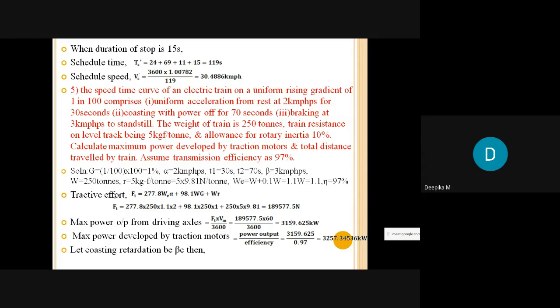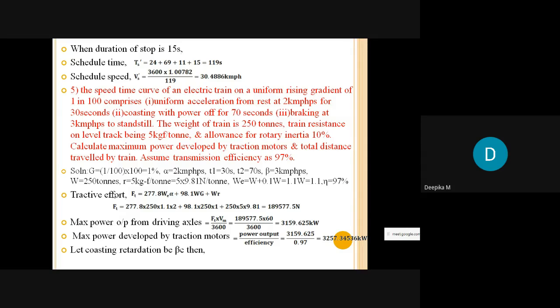So next we have to calculate the total distance traveled by the train. So to calculate that, we have to know V1. So V1 we got to know, which is nothing but 60 km per hour, and we also have to know V2. So V2 is nothing but what? It is the velocity at the braking period.